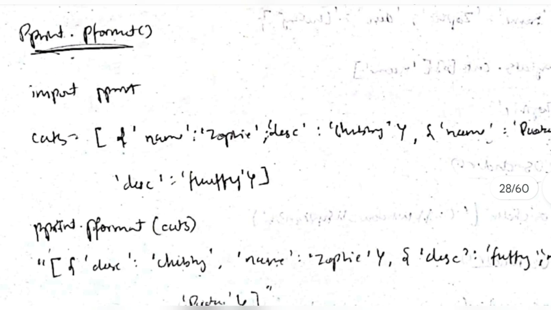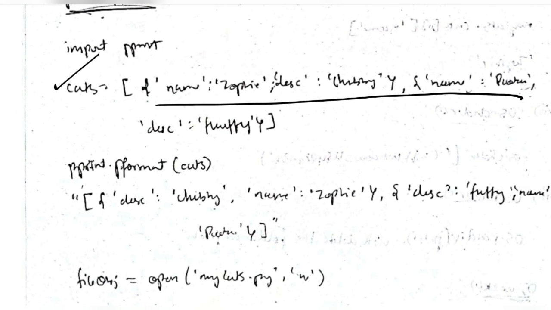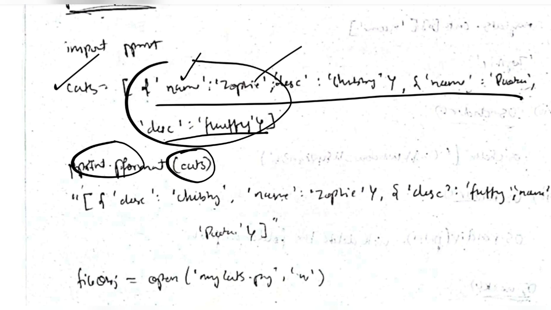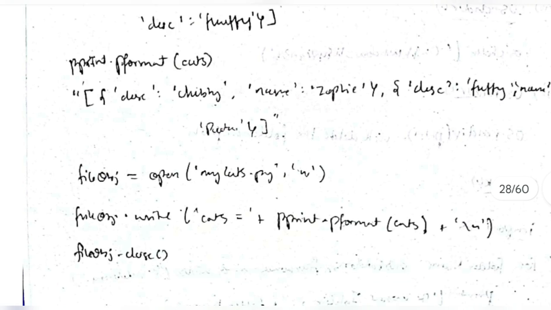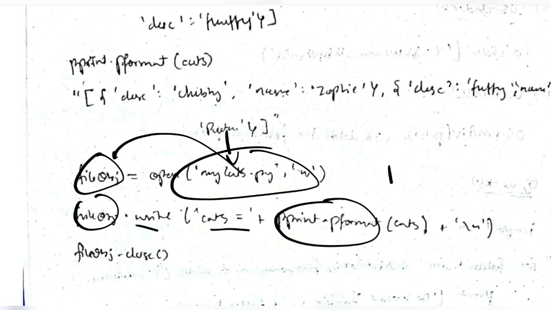Next one is pprint.pformat. Here we have the dictionary cats, meaning key and value pairs, and when I do pprint.pformat(cats), at that time the whole dictionary will be converted to a string. So this is a string, and this string can be saved. So I'm opening a file here, mycats.py, and I get a file object. Using that file object I'm writing cats plus pprint.pformat(cats).